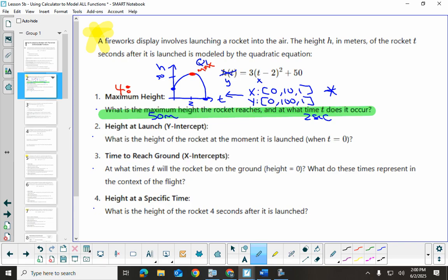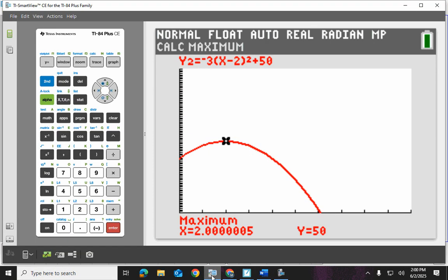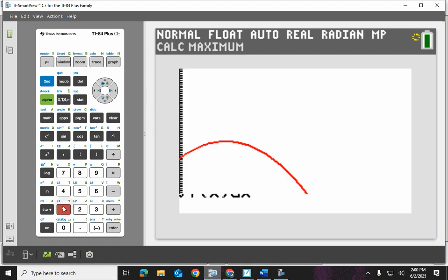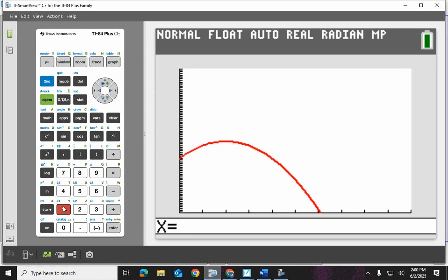Height at launch. What is the height of the rocket the moment it is launched? The moment it is launched is right here. That is the y-intercept, where it crosses the y-axis. The way we find the y-intercept is we use number 1, which is different than 2, 3, and 4. Second trace, number 1. The power behind number 1 is you can plug any number you want in for x, and it will give you out the matching y.